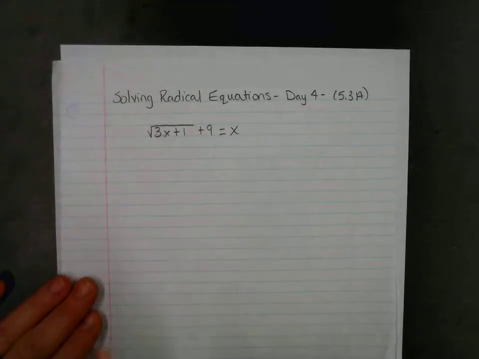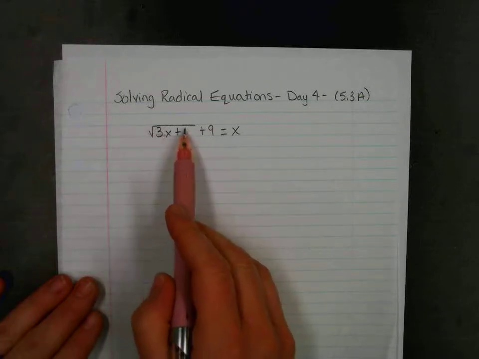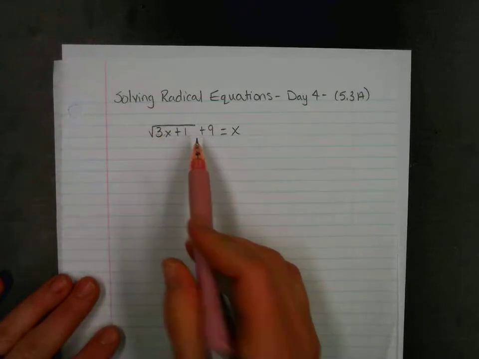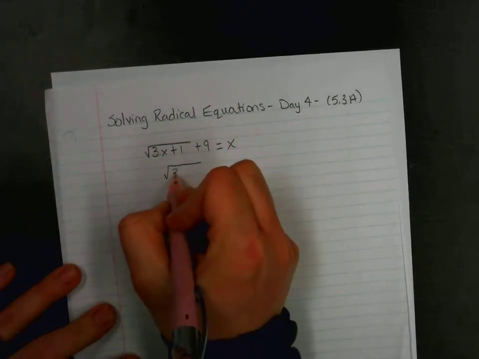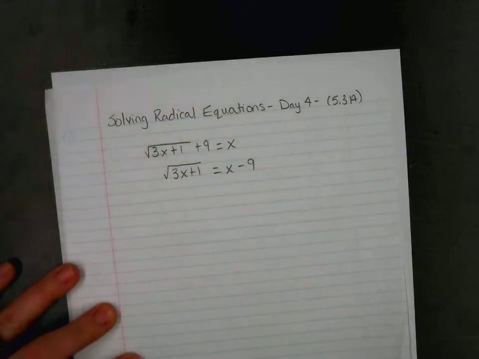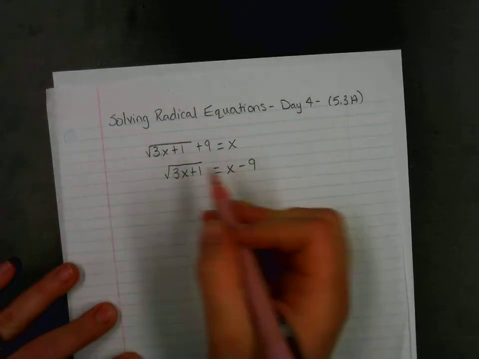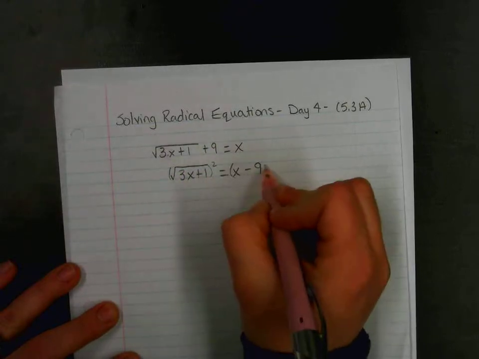Solving radical equations that is going to involve a quadratic equation. Our first step, again, is we want to isolate this radical. So to isolate the radical, we're going to move 9 to the other side. After that, once we've isolated this radical, we're going to remove the radical by squaring both sides of the equation.